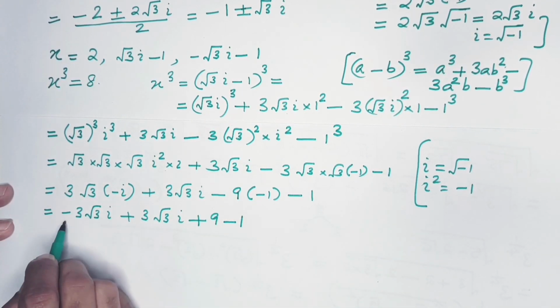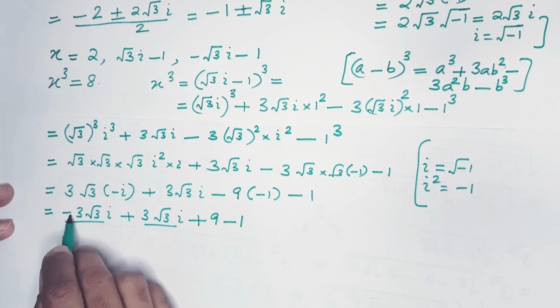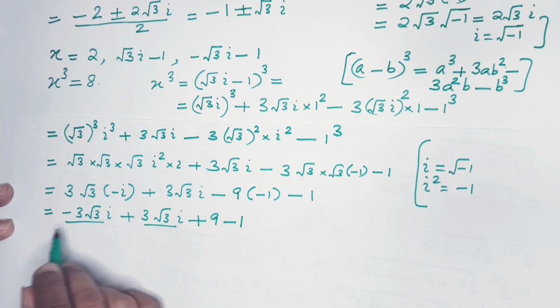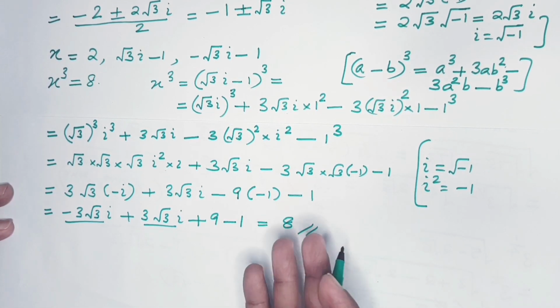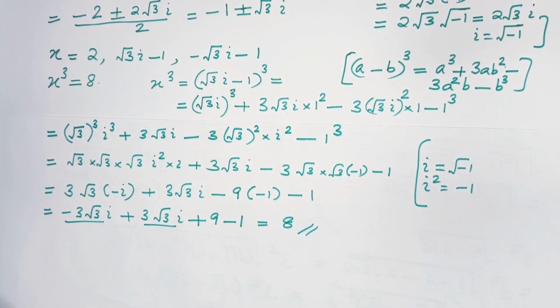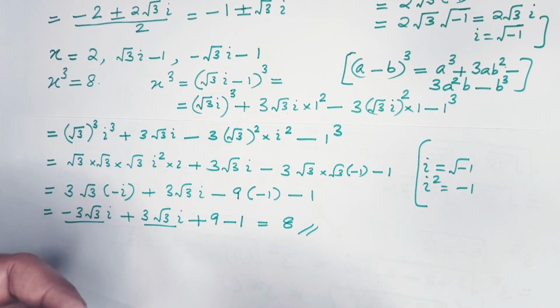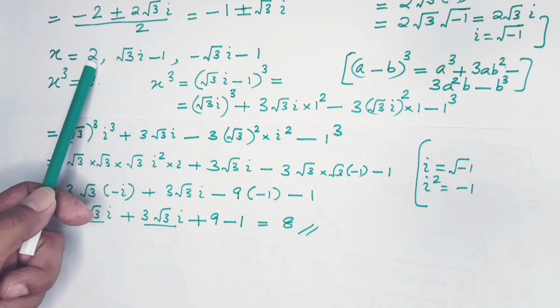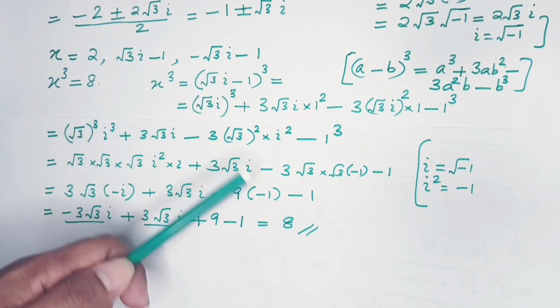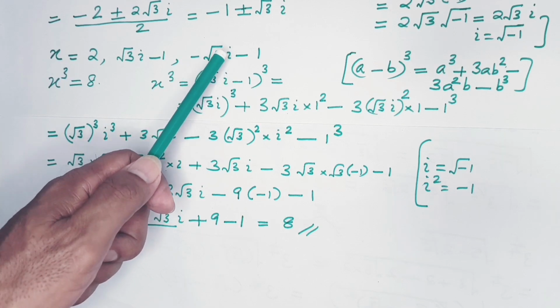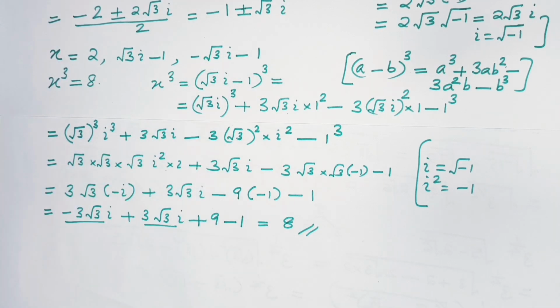Now look at these two terms. They cancel out, different signs: this is plus, this is minus. And finally you have 9 minus 1, which is equal to 8. And this is the right side of the given equation. This shows what? The solution we got is correct. I have verified only this root. This is a trivial case. This I have verified. In the same way, using the same logic, I am leaving to you to verify this solution. You can do it yourself.